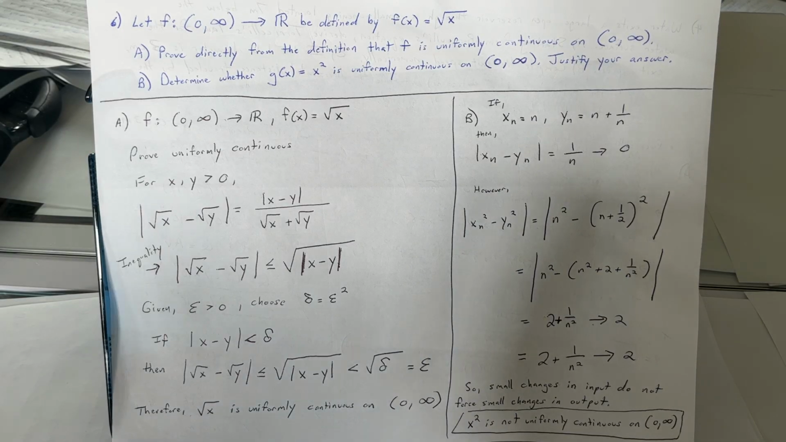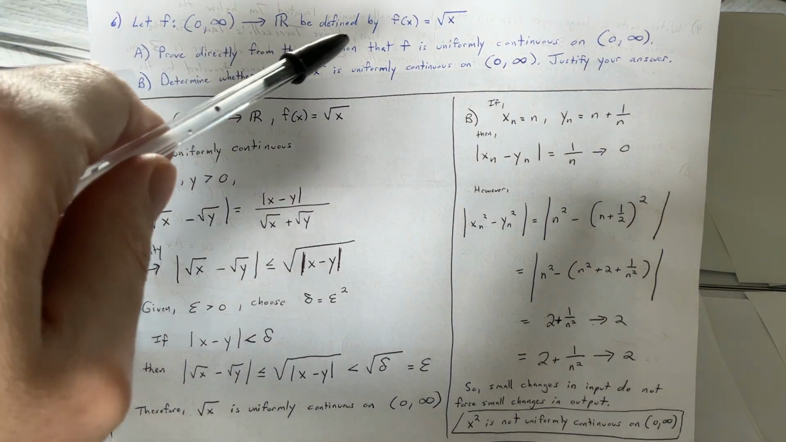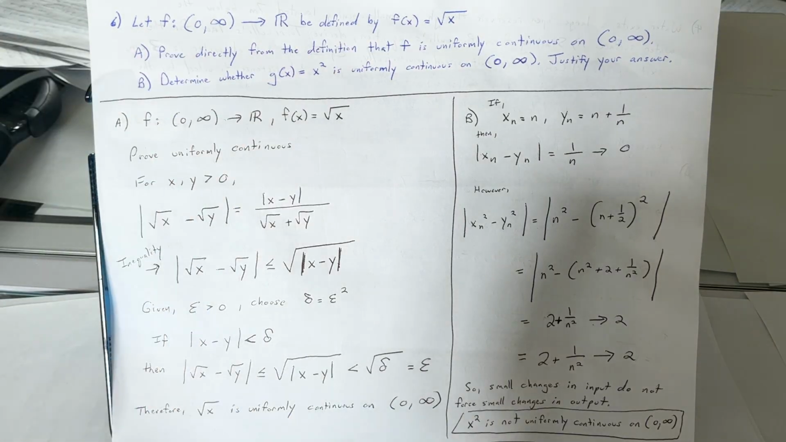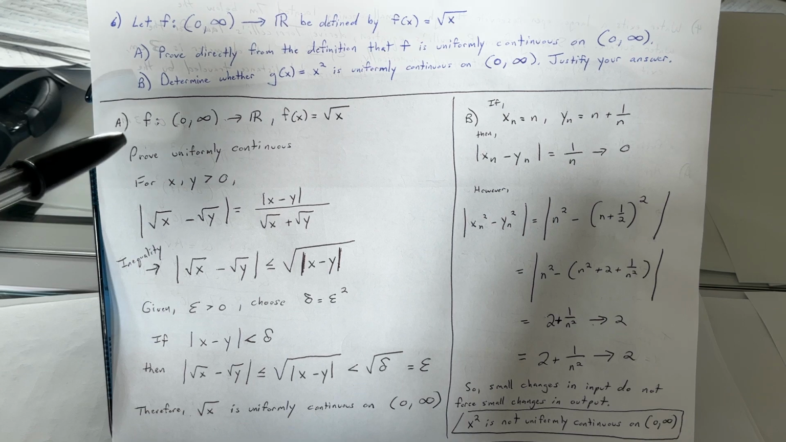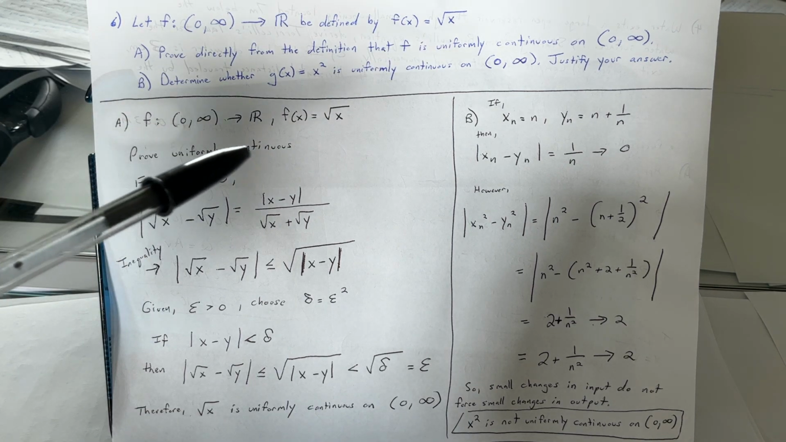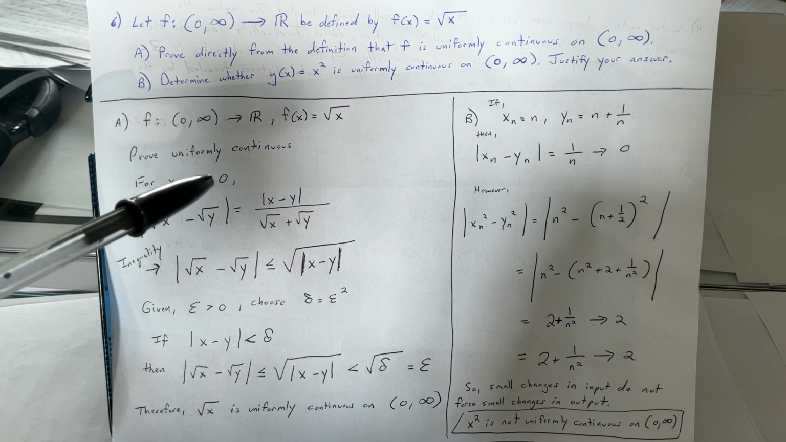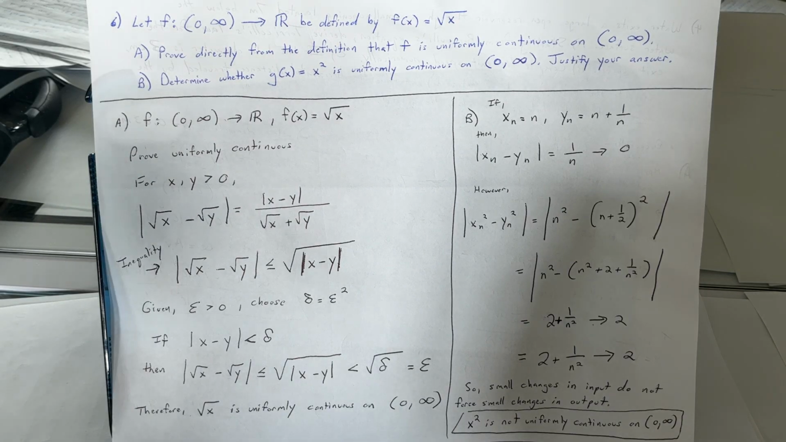Okay, let f from 0 to infinity map to R be defined by f of x equals square root of x. Part A, prove directly from the definition that f is uniformly continuous on 0 to infinity. Let's see. So here, write out what we have, and here's what we could do. To prove uniform continuity for this, for x, y, we have to be greater than 0 here.